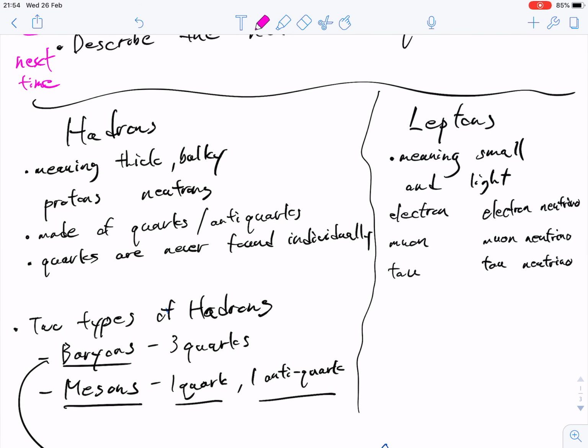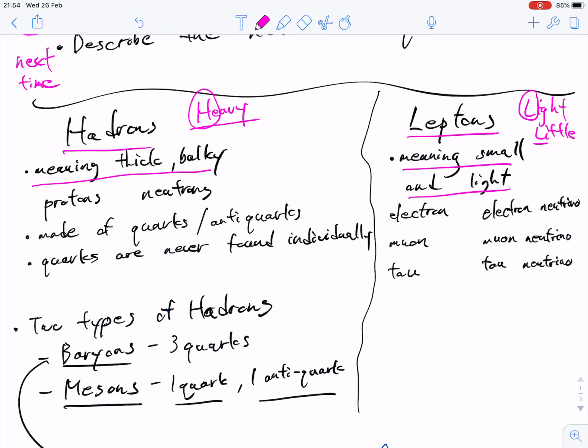So first off, hadrons and leptons. Something that helps me remember the differences between these two is to think about heavy and light. Heavy starts with a capital H, and light, or even little, starts with a capital L. So leptons: light, little. Hadrons: heavy. The actual meaning of hadron is thick and bulky, and the meaning of lepton is small and light.